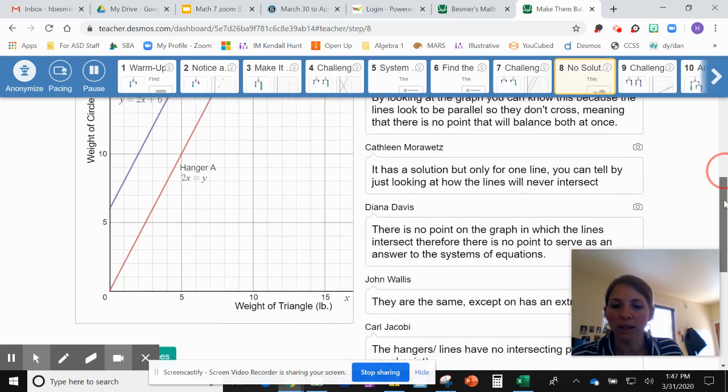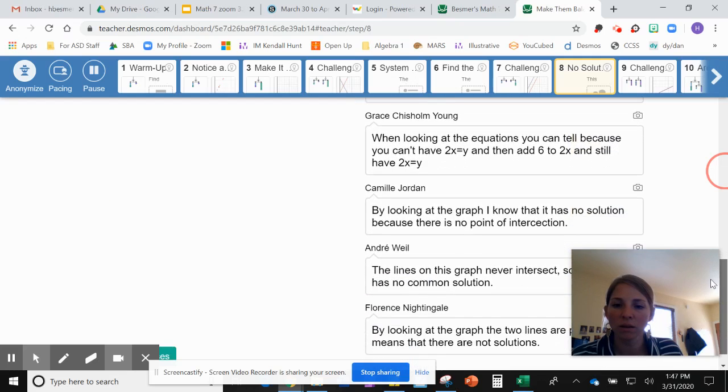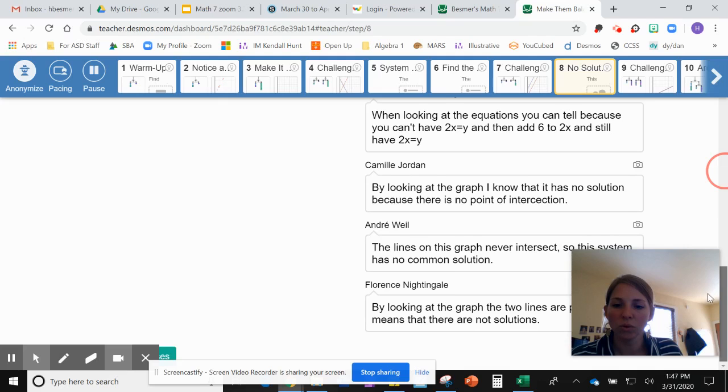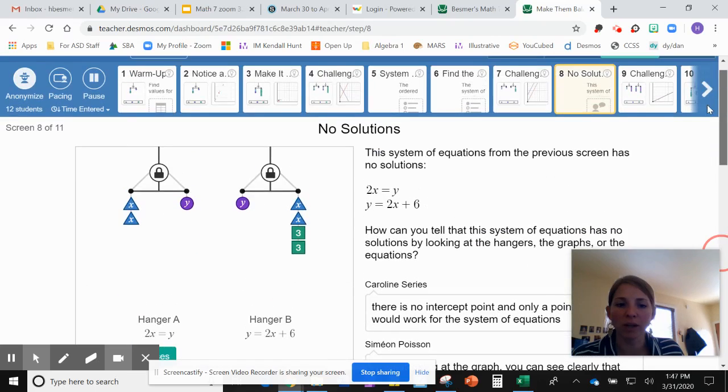One response I really liked here was, they are the same, except one has an extra 6. So if we think about going back to our hangers, they both have 2 x's on one side and a y on the other, but then there's just this extra 6 here.